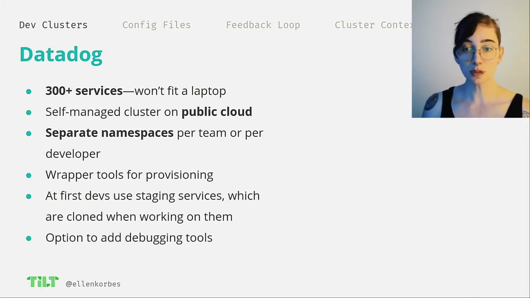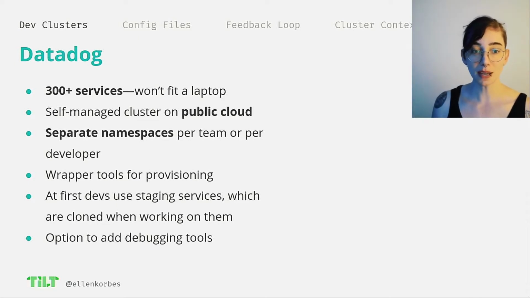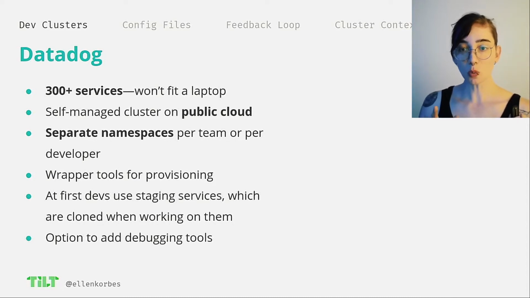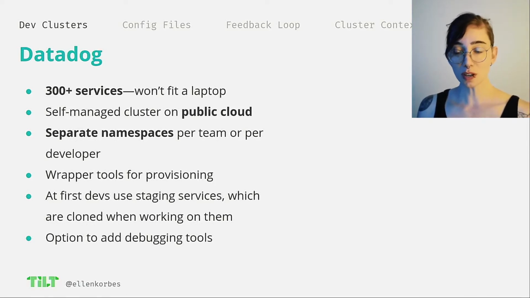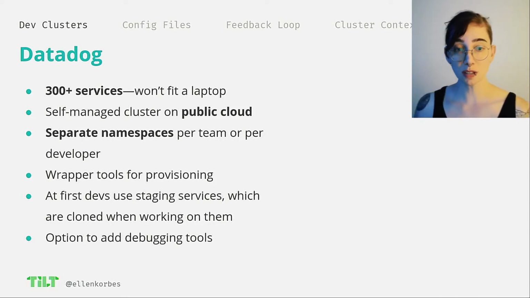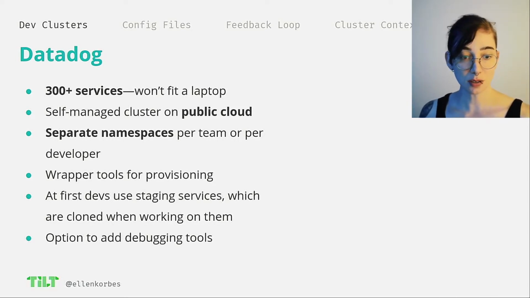Datadog has wrapper tools for provisioning, so developers don't have to do any of it by hand. And something interesting is that they have a staging where every service is running in basically the stable, current form of it. When you're working on one of them, you basically clone it into your namespace. You modify the version that is in your namespace, but you don't need to run every service again in your namespace, only the one you're working on. The other ones that you're not working on, you can just use the ones that are in staging. So that's really cool. It's something I hadn't seen before talking to Datadog, and it's an interesting pattern.